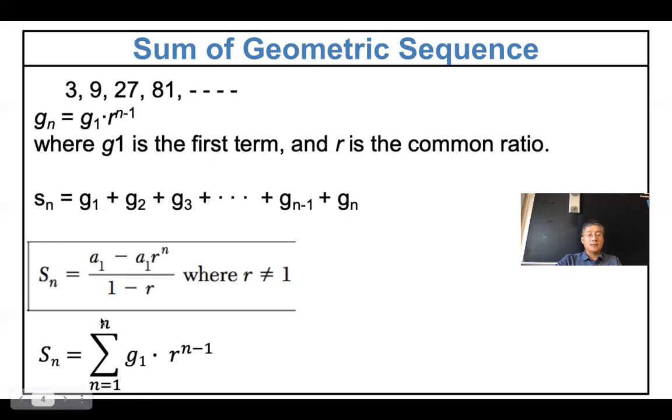This is the way you put it in the calculator: math button, number 10, keep scrolling down to the summation, and you get this. But be careful: 1 to the n term, the first starting term, the ending term, and the explicit formula.